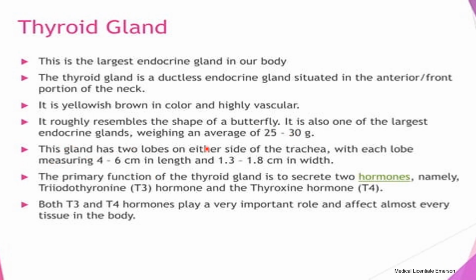This gland has two lobes on each side of the trachea, with each lobe measuring 4 to 6 centimeters in length and 1.3 to 1.8 centimeters in width. The primary function of the thyroid gland is to secrete two hormones. Namely, we have T3, which in full is known as triiodothyronine hormone, and the other hormone is T4, which is thyroxine hormone, also known as tetraiodothyronine. Both T3 and T4 hormones play a very important role and affect almost every tissue in the body.